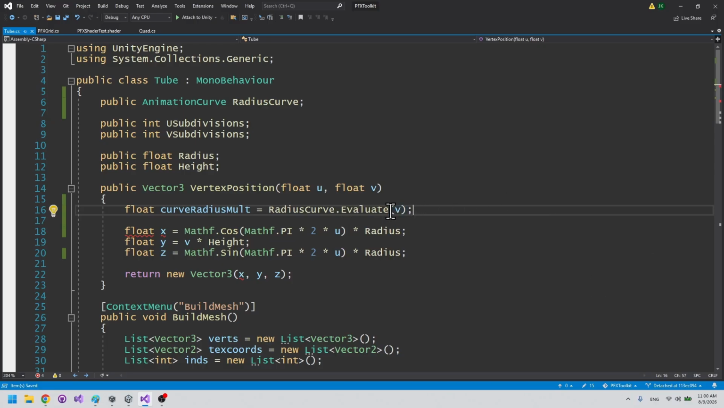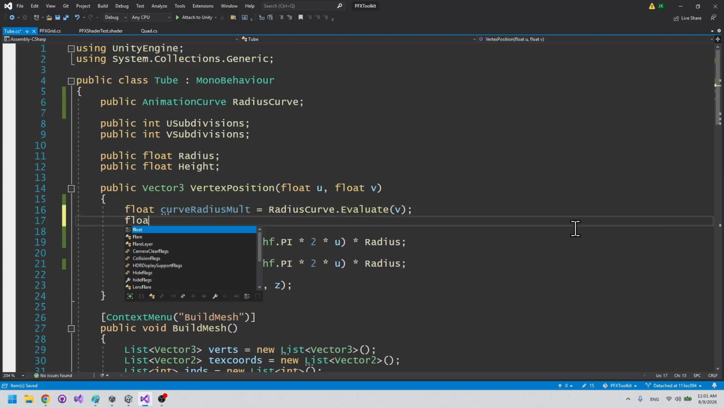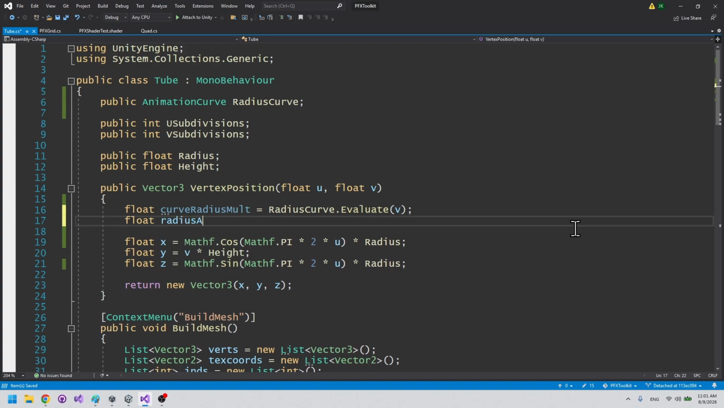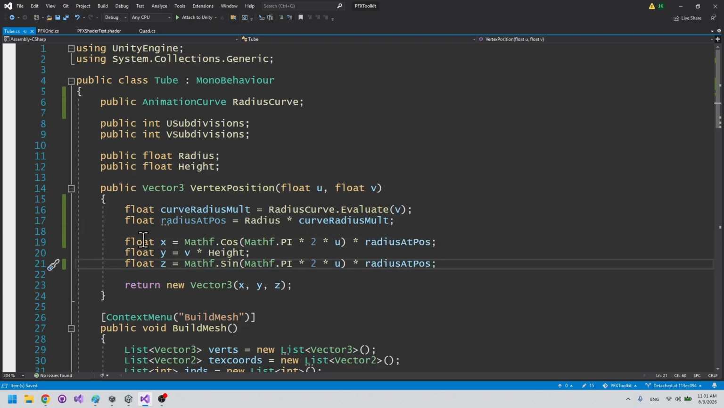So as V goes from 0 to 1, we'll evaluate 100% of this curve and get our radius multiplier as the output here. So this is another little parametric function. And then we can use that to get our radius at this particular position of V. That would be our global radius times this curve radius multiplier. And then we'll use this local radius to multiply into our x and z coordinates rather than our global radius.